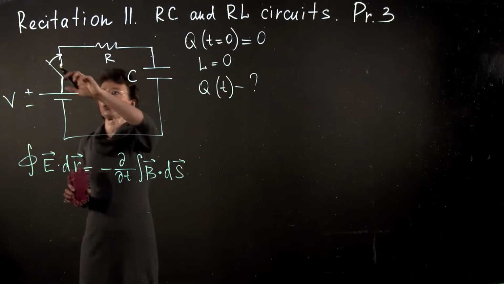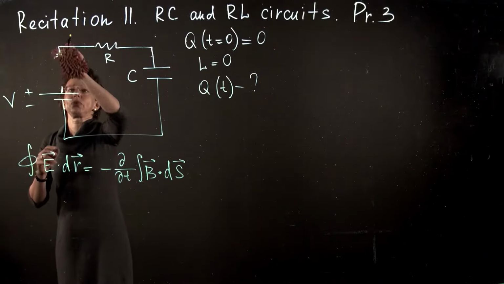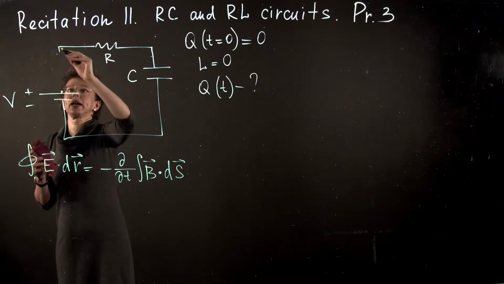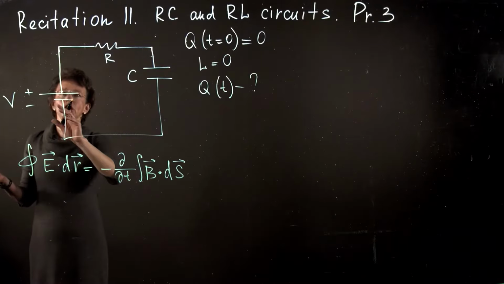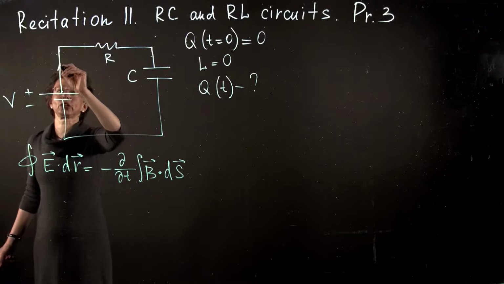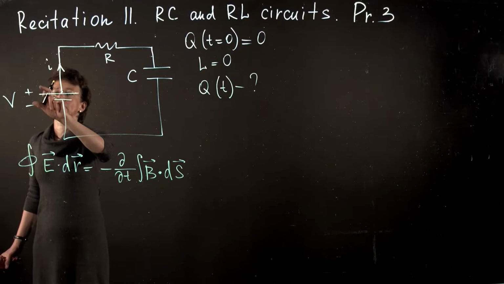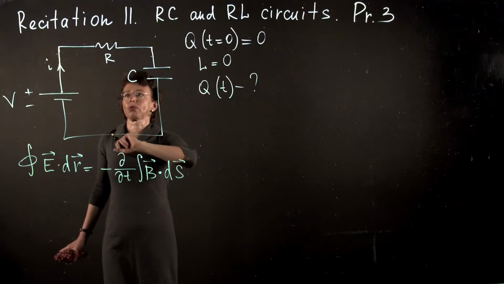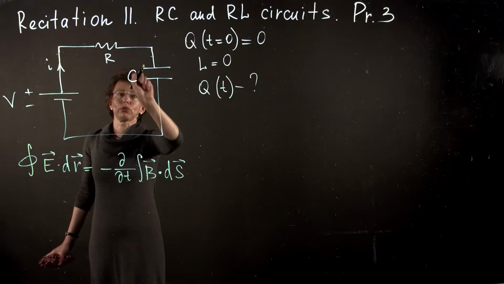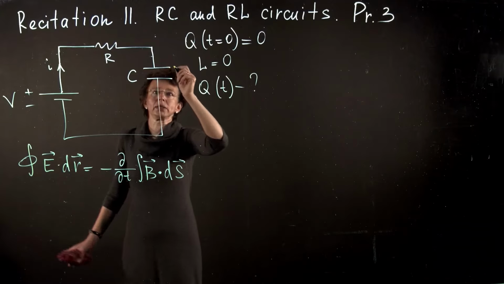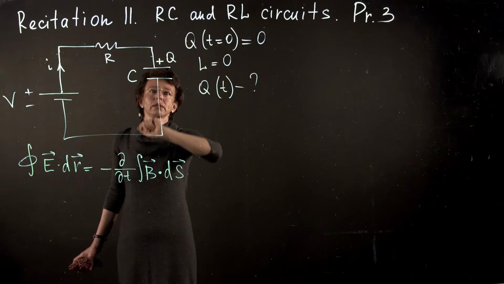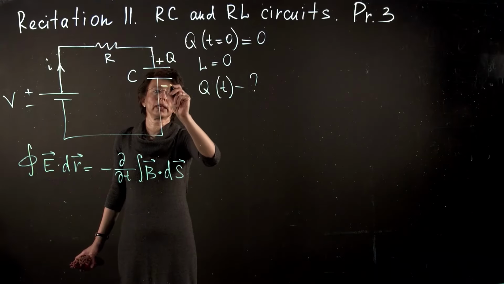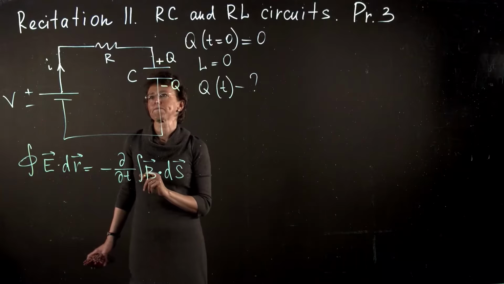At time moment 0, I close the switch. So this is just a wire now. And I choose the direction of current to be clockwise. Current is leaving positive terminal of the battery. So current is flowing this way. Then reasonable choice of positively charged plate of the capacitor is this choice. Plus Q and minus Q here.